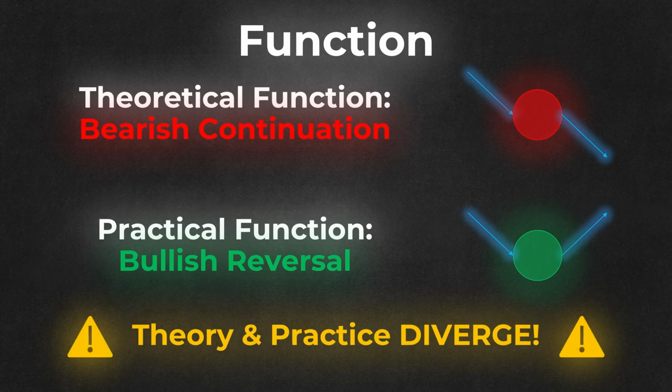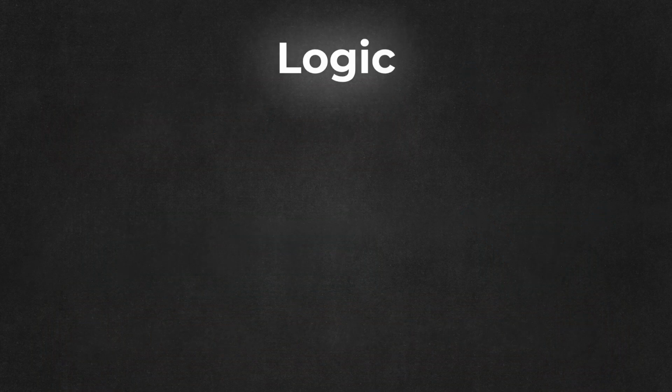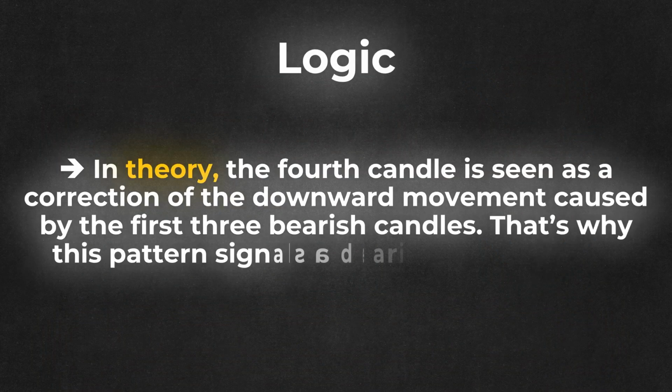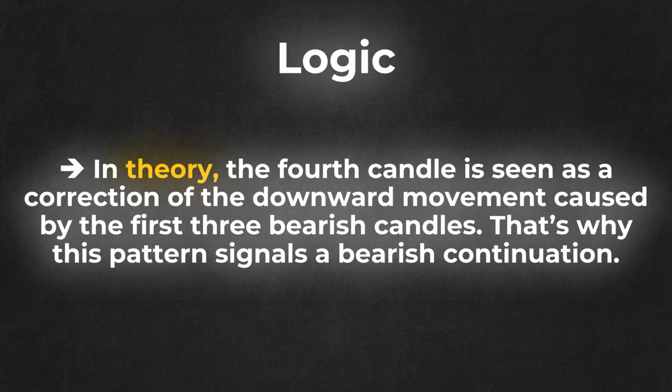We can clear this confusion by understanding the pattern logically. This pattern is considered to be a signal of bearish continuation in theory. The probable reason why that's the case is because the 4th bullish candle is seen as a correction of the previous downward movement caused by the 3 bearish candles. That's one way of looking at it.